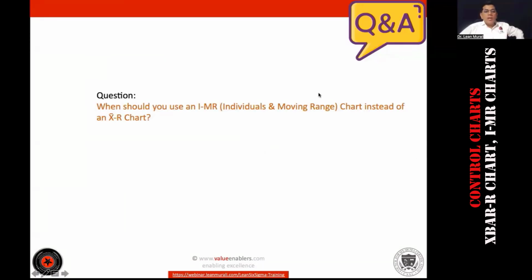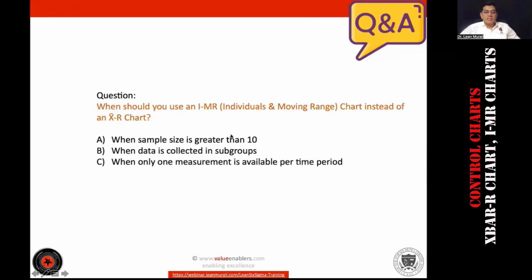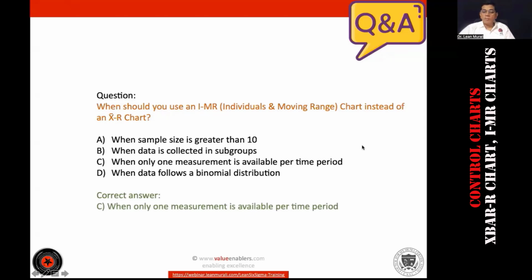Good. So when should you use an IMR, individual moving range chart, instead of an Xbar R chart? When the sample size is greater than 10, when the data is collected in subgroups, when only one measurement is available per time period, and when the data follows a binomial distribution. Let's quickly see the answer in the chat box. That's right. C is the right answer. Good. When only one measurement is available for the time period.